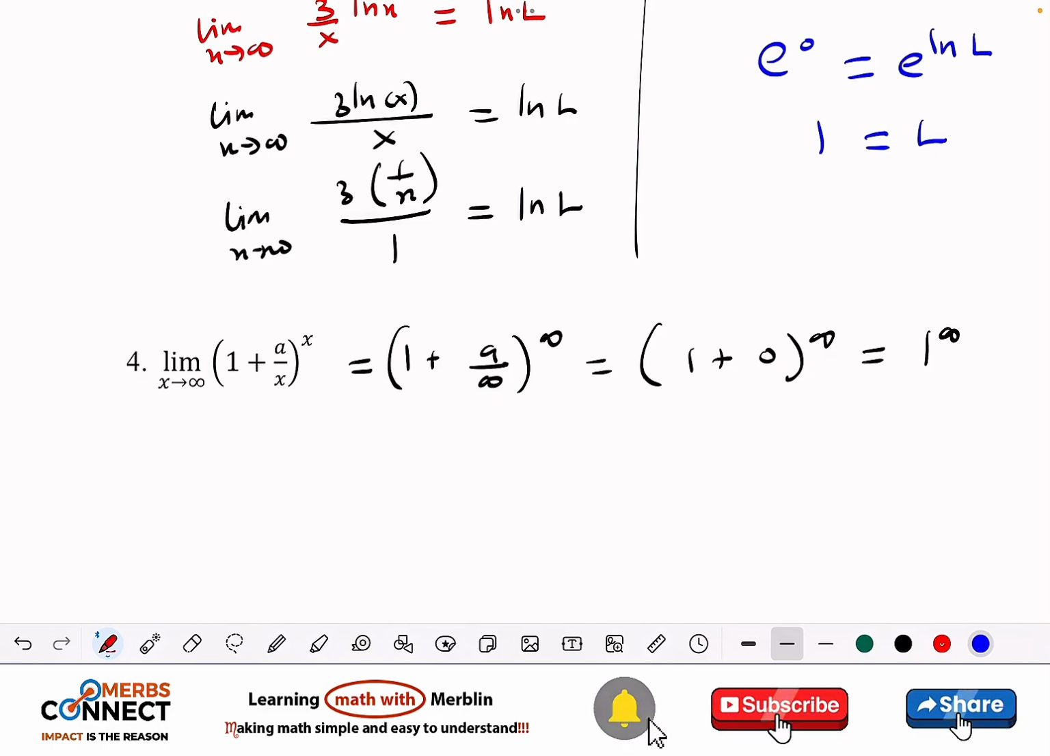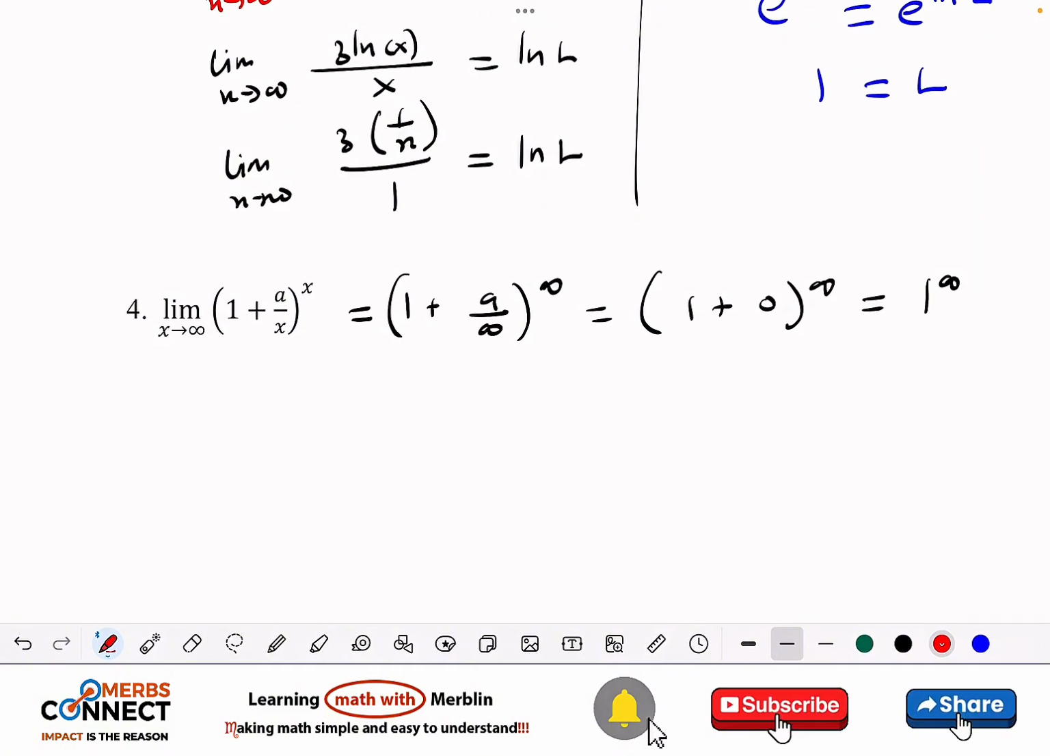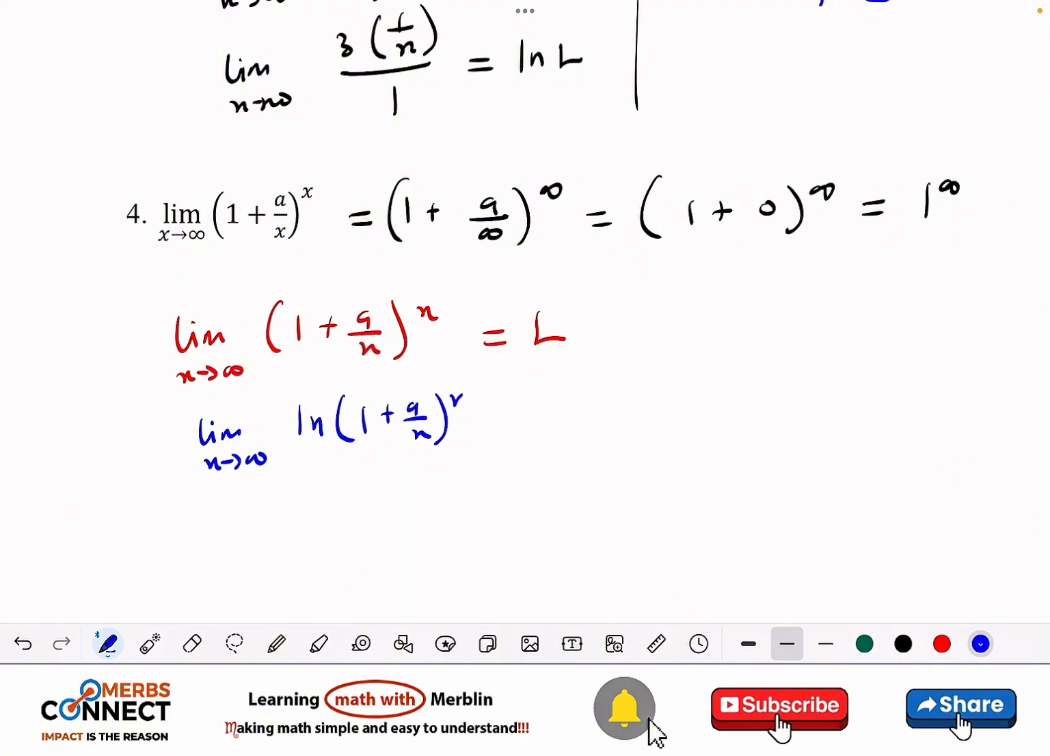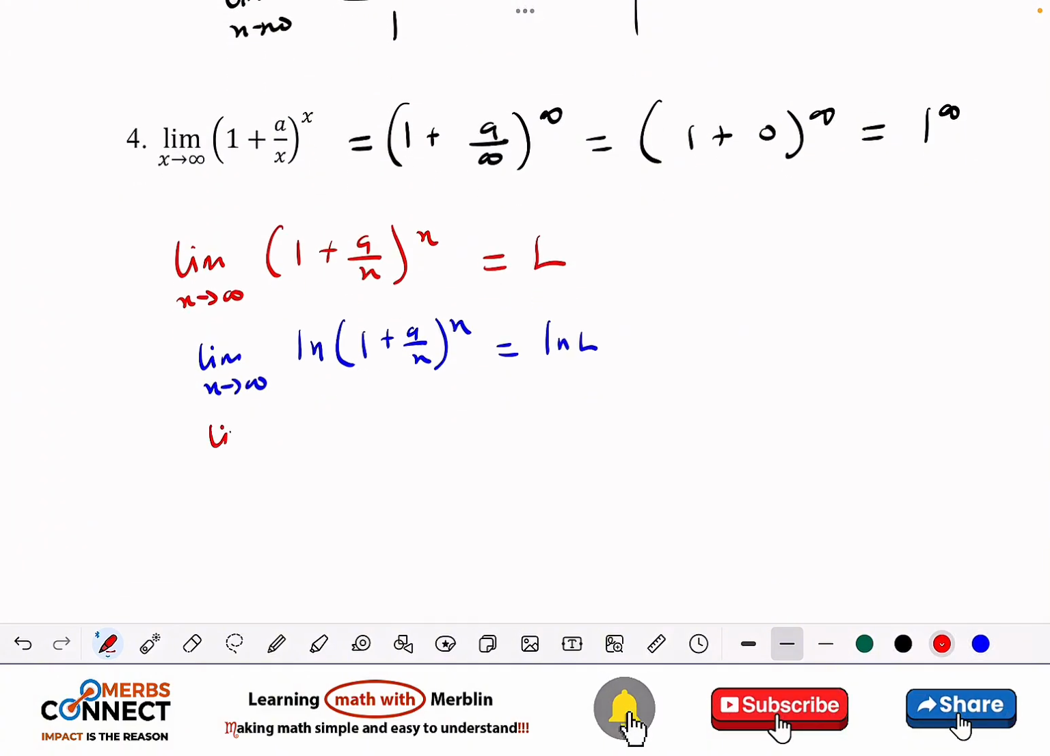Now, what are we going to get from here? This is something like the same process, right? Limit x approaching infinity, 1 plus a over x to the power x is equal to L. Pick natural log on both sides. So limit x approaching infinity, x times natural log of 1 plus a over x, and this is natural log of L.